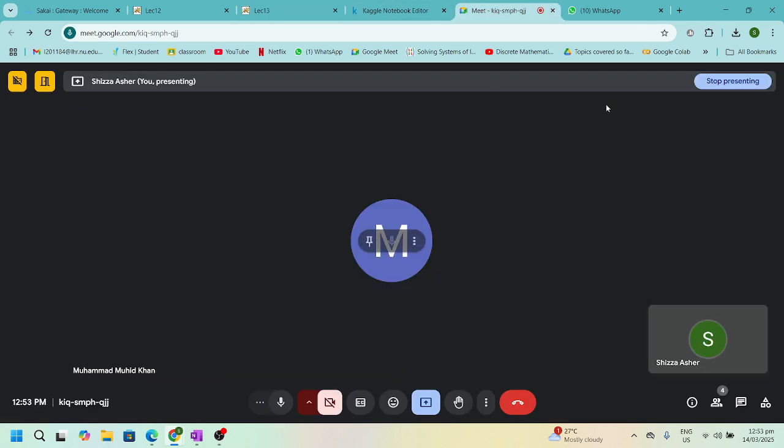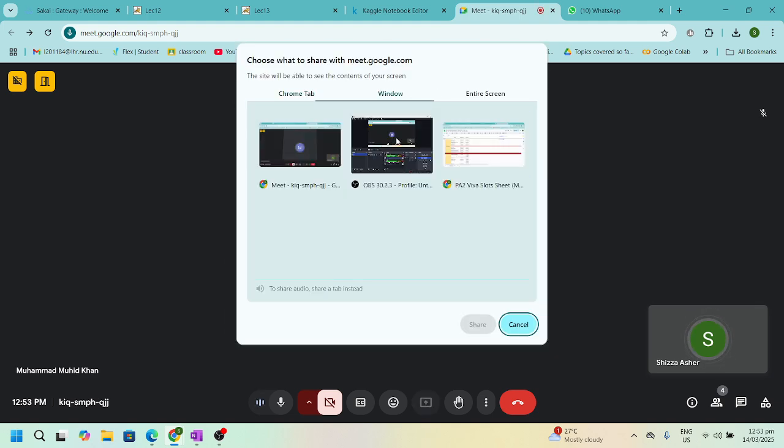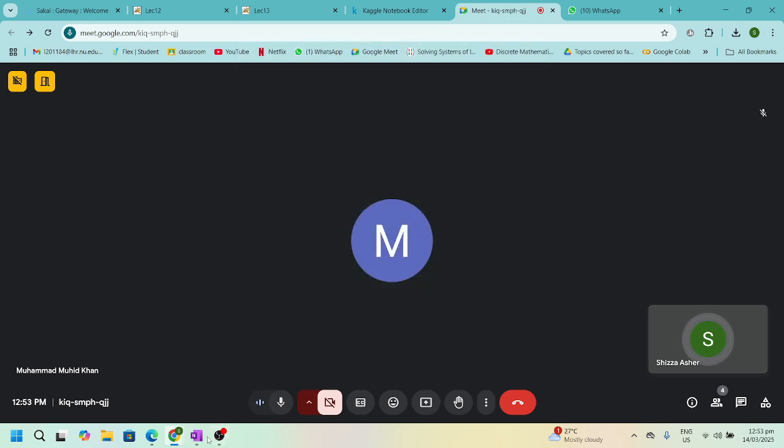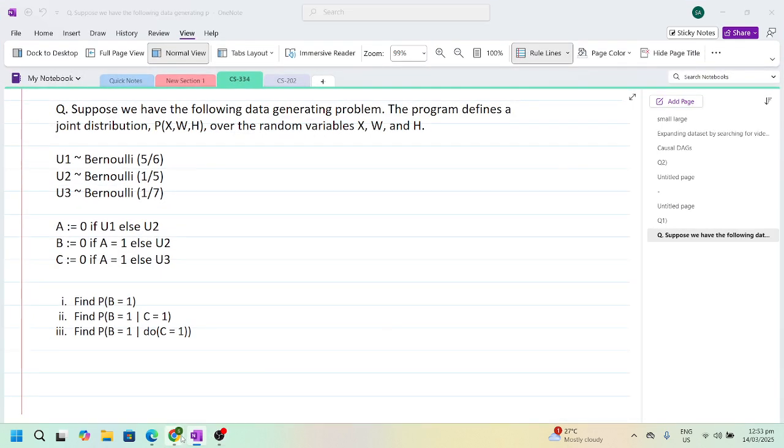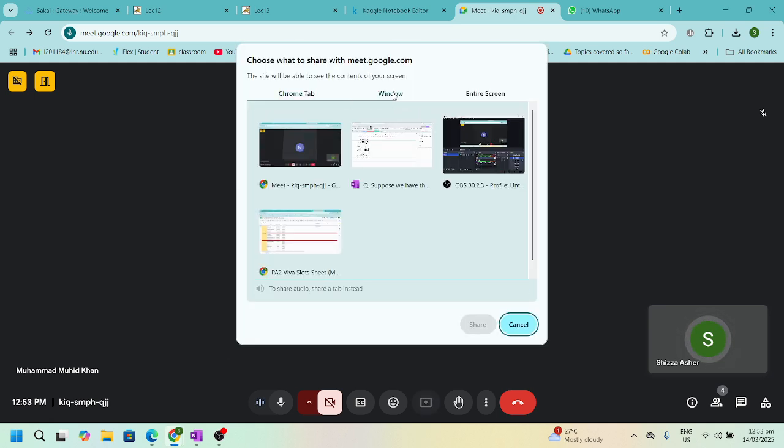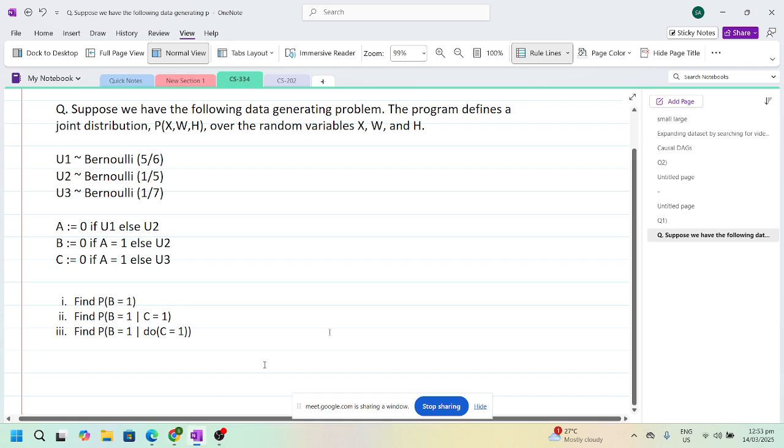ठीक है। Okay, I'm gonna reshare my screen and we're gonna move on to, well, I seem to have lost the OneNote tab. Okay, just give me a few seconds. There we go.